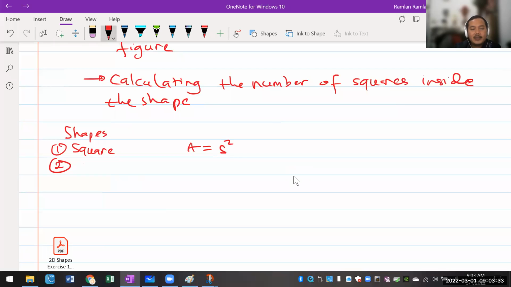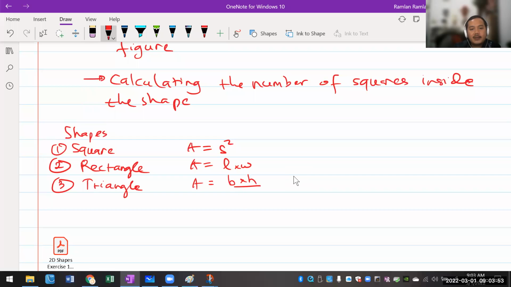The second one is the rectangle, and the area will be length times width, but basically again, it's just base times height. The third one is going to be a triangle. The area of a triangle is base times height divided by 2. Number 4, parallelogram, and the area is just base times height.